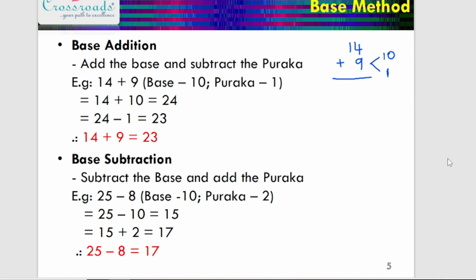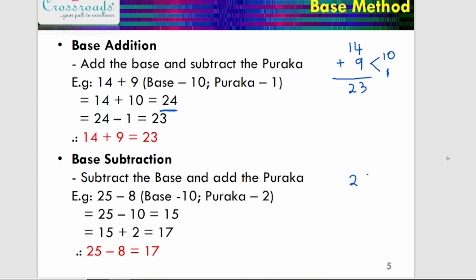Now what does the method say? The method says to take the first number, 14, and add the base. So 14 plus 10 is 24. Now from this I have to subtract the Puraka. 24 minus 1 is 23. Therefore 14 plus 9 is 23. So what does this method tell us? Add the base, subtract the Puraka. The opposite of it we do when we do base subtraction: we subtract the base and add the Puraka.